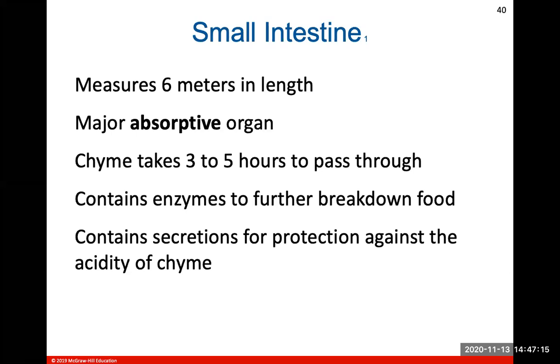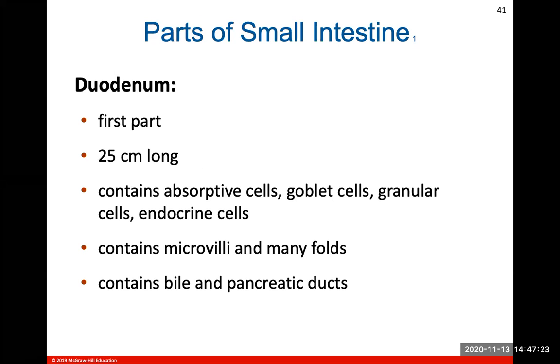There will be enzymes here to help further break down food, and it will contain secretions for protection against the acidity of chyme. So the duodenum is the first part of the small intestine. It's about 25 centimeters long. It contains absorptive cells, goblet cells, granular cells, and endocrine cells. It will have many microvilli and folds that help to increase surface area for absorption, and it will contain bile and pancreatic ducts that will bring bile from the gallbladder and pancreatic enzymes to help digest the food.